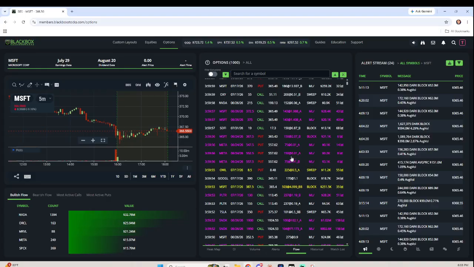So to start with, what do we want to see on flow? We want to see sweeps, right? So think of it this way. A sweep order is they're sweeping the exchanges to get filled on those contracts. So think of a market order. You just press market buy, and whatever they fill you at, they fill you at. You just want to be in the trade. That is essentially what a sweep order is. Just think about a market order where you don't care. You just want to be in the trade regardless of where you fill at.